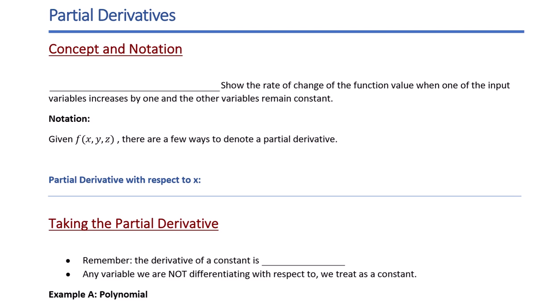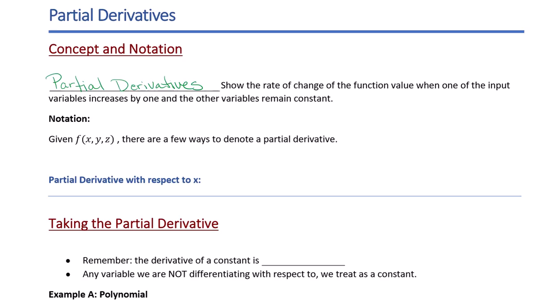This next section is on partial derivatives. So let's talk about the concept and the notation. First off, partial derivatives show the rate of change of the function value when one of the input variables increases by 1 and the other variables remain constant.